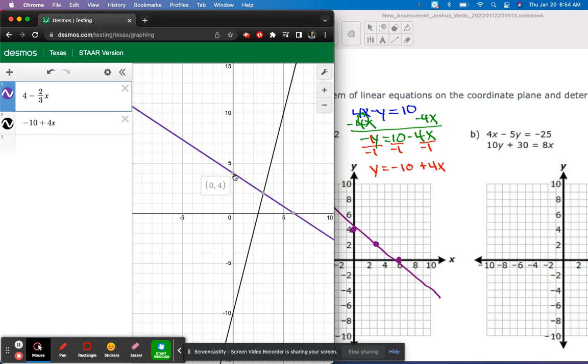Okay, let's look at the second line. So for the black line, well, I've technically graphed my y-intercept at 0, negative 10. Then my x-intercept is at 2.5. And then they share 3, 2. So I'm going to go ahead and draw this line. And there we go. The solution for this one is at 3, 2.